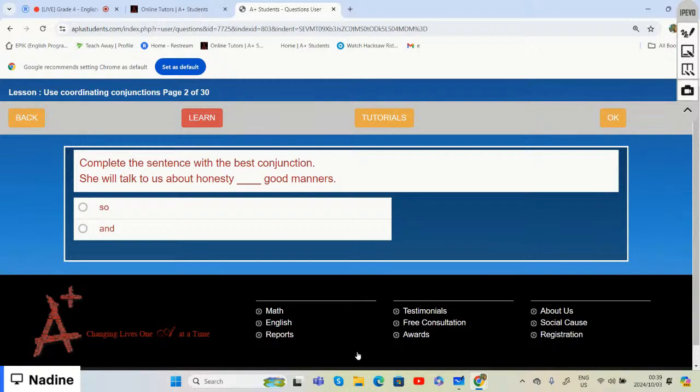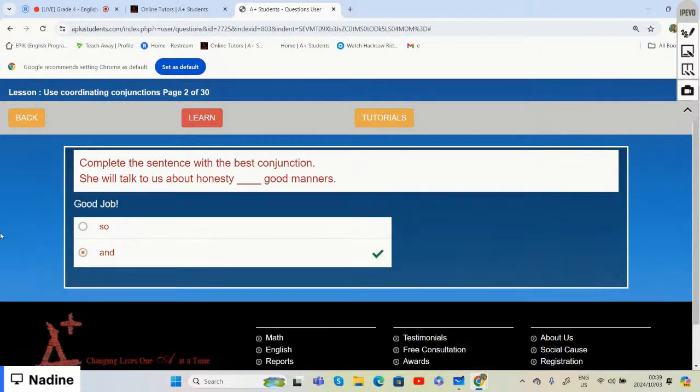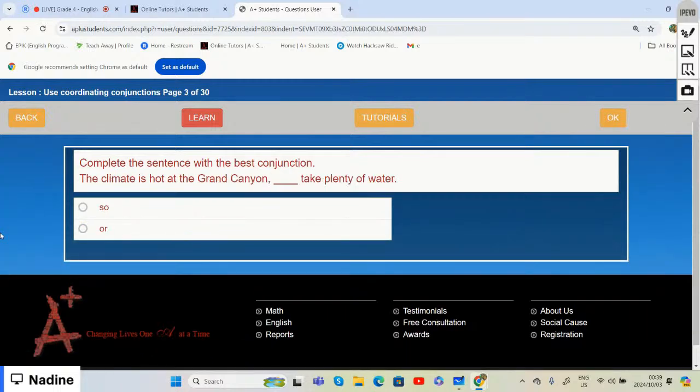All right. Do we say so or do we say and? If we were to choose the correct option, we will say she will talk to us about honesty and good manners, meaning that she's not just talking about honesty, but she's also talking about good manners. So well done. The next one is the climate is hot at the Grand Canyon. So take plenty of water, or do we say the climate is hot at the Grand Canyon, or take plenty of water?